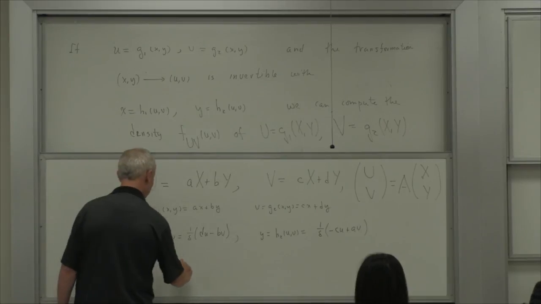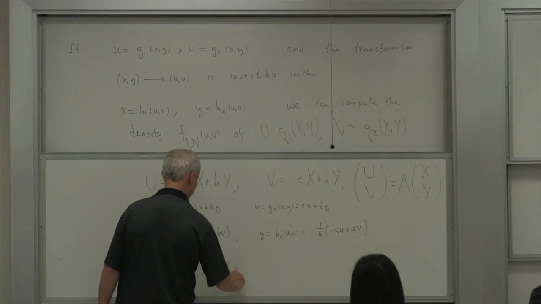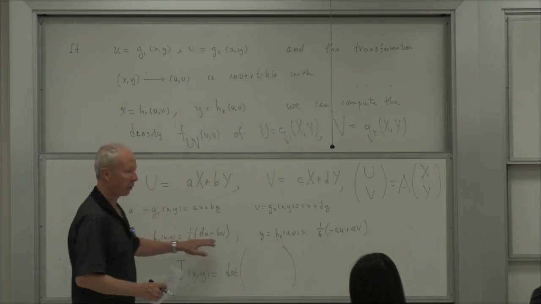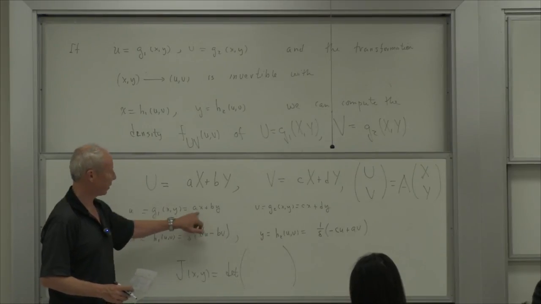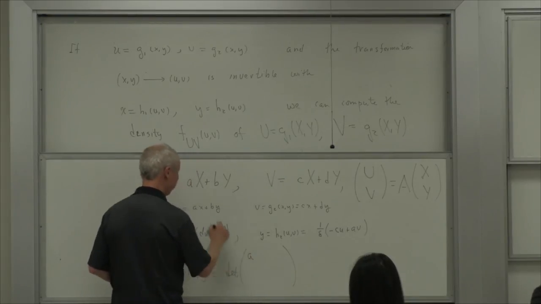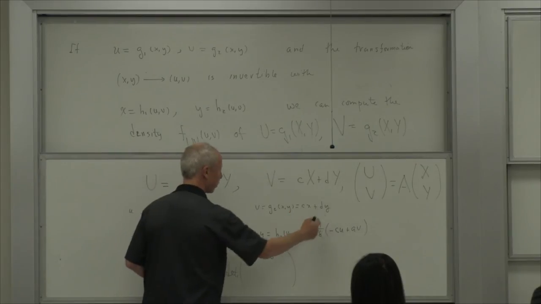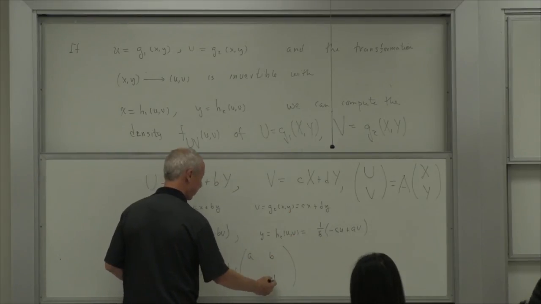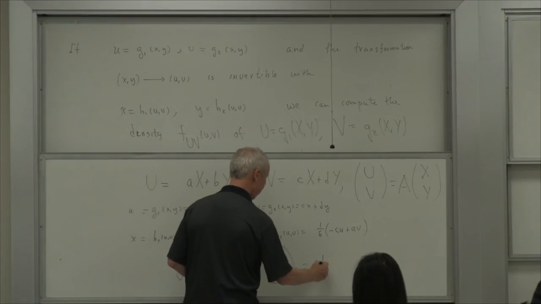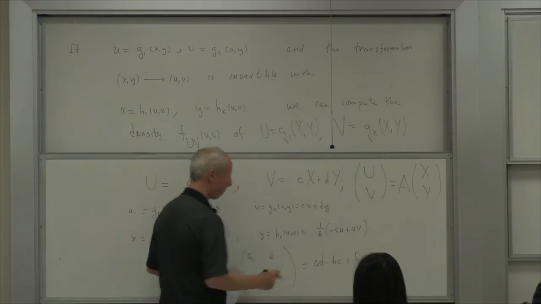What's the Jacobian of our transformation? Well, we differentiate this function with respect to x and then y, and that goes in the first row. What's the derivative of this function with respect to x? It's a. The derivative of this function with respect to y is b. Then in the second row, we differentiate this function with respect to x and then y, getting c and d. So the determinant here is ad minus bc, or delta.